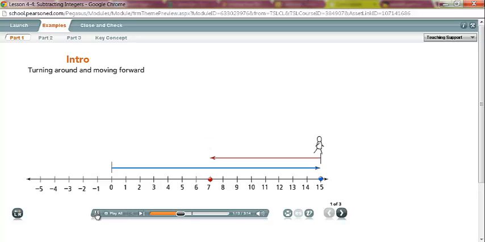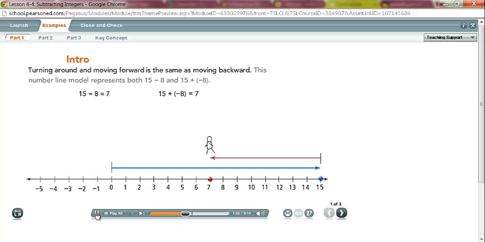Turning around and moving forward is the same as moving backward. This number line model represents both the difference 15 minus 8 and the sum 15 plus negative 8. Subtracting 8 is the same as adding the opposite of 8.